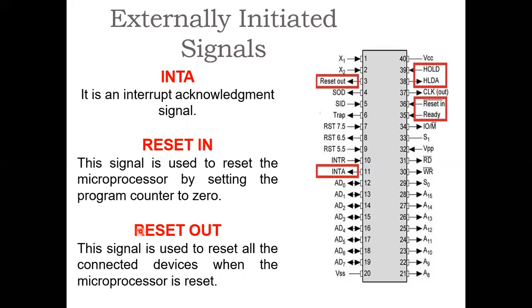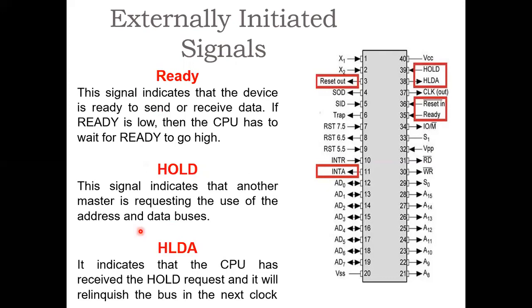We already know that the program counter is the 16-bit register which stores the address of the next instruction to be executed. Then RESET OUT. This signal is used to reset all the connected devices when the microprocessor is reset. Then the READY signal. This signal indicates that the device is ready to send or receive data. If READY is low, the CPU has to wait for READY to go high.